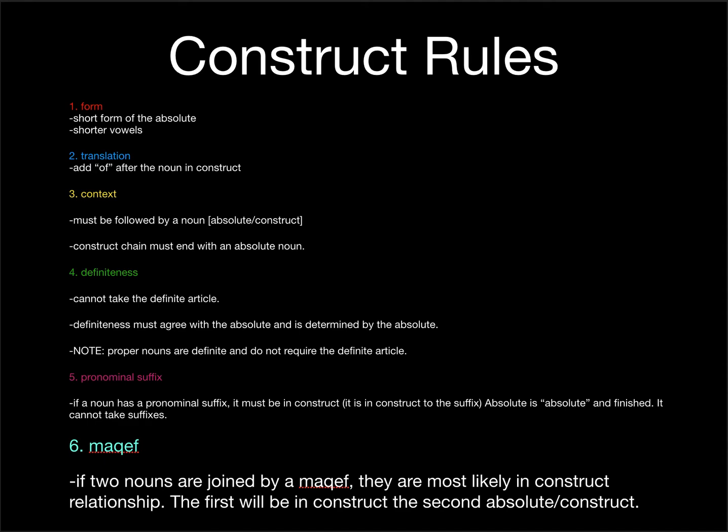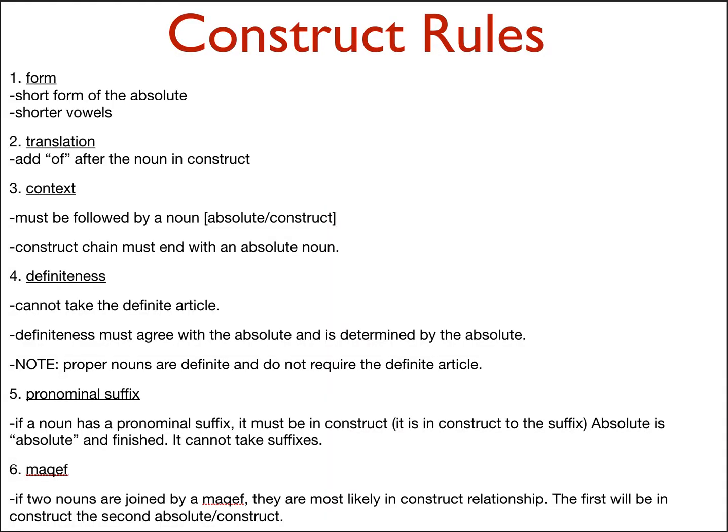So here is a quick summary of the rules. First of all, form. You need to know the forms. It is the short form of the absolute, and the vowels may and will shorten if possible. Number 2, translation. When you're translating a construct, you need to add word of right after the noun that is in construct. Number 3, context.